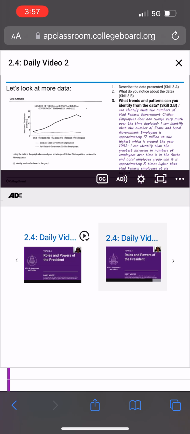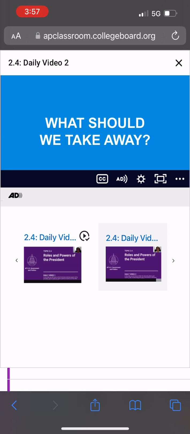I can see that the state and local government employees gets up to about 17 million in the year, it looks like around 1993. I'm making guesses with the 17 million and the 1993, just kind of eyeballing it, just to have some point of reference there. If it asked me some exact numbers, then it would need to give me some exact information. So I can understand what's going on with this graph.